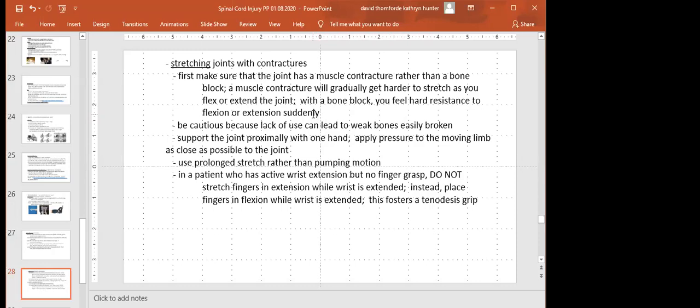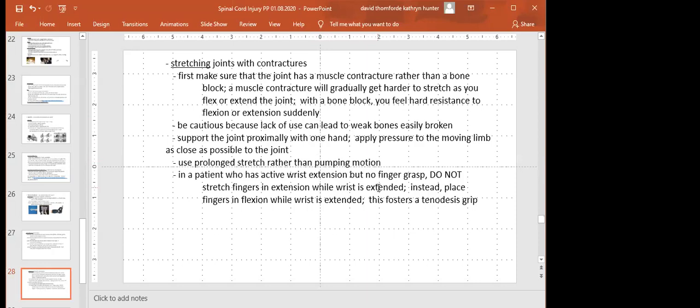If you're working with an elbow joint, you have one hand just above the elbow, holding it tight, and the other hand just below the elbow, trying to straighten out or bend. If you hold the wrist and the elbow, then you're putting a lot of stress on the bones, the ulna and the radius. If you hold close to the elbow, you're putting less stress, you have less possibility of breaking something. And then a prolonged stretch is better than a pumping action.